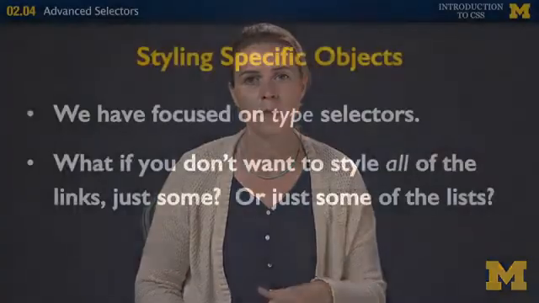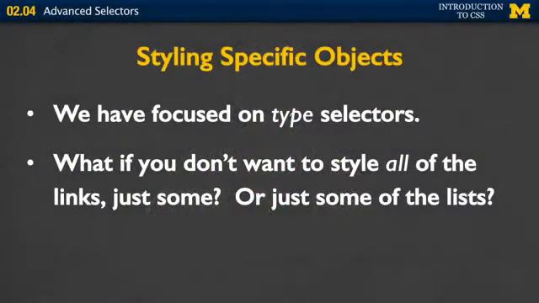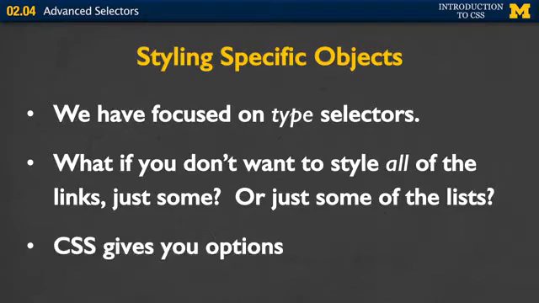Hi, today we're going to be talking about advanced selectors. Up until this point, when we've been writing our rules, we've been writing them for a specific type of tag. We've been saying H1 or P or H2. So we've really just focused on one thing that covers all the different elements of that type. But what if you don't want to style all of the links, just some of them? Or you don't want to style all of your lists, you just want to style some of them? Well, now we're going to talk about these types of advanced selectors that will let us do just that.